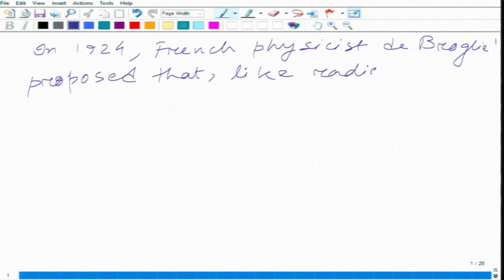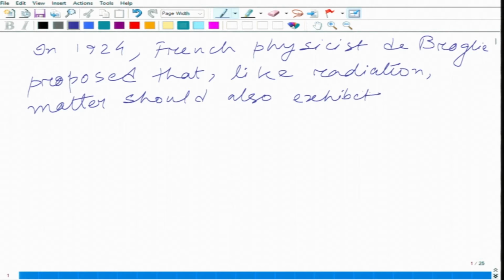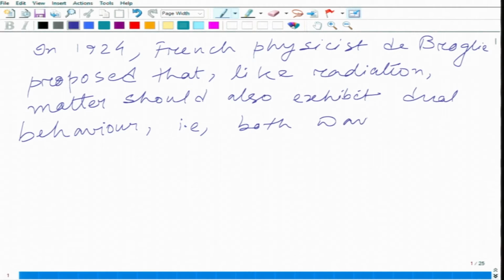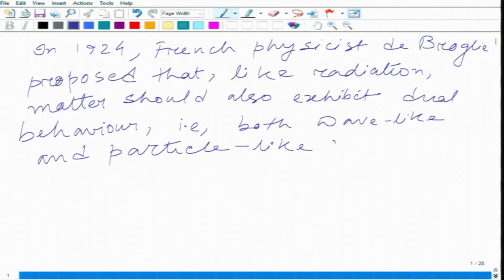like radiation, matter should also exhibit dual behavior. That is, both wave-like and particle-like properties.